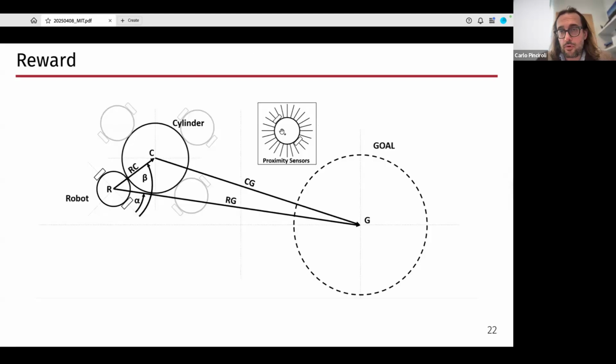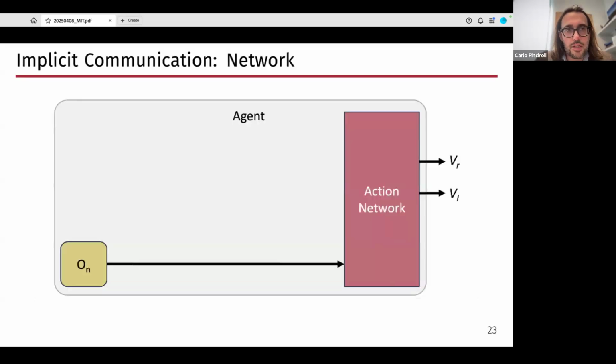And by the way, the robots have proximity sensors throughout their body, so they can sense the environment. But they do not have a map of the environment. They do not know where the obstacles are. They do not know, for example, the position of the cylinders when the cylinders are presented. They do not have an idea of where the gate is when the gate is presented.